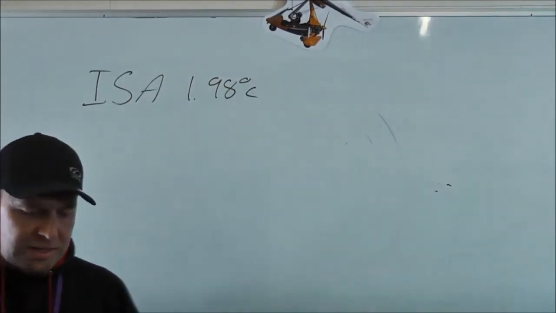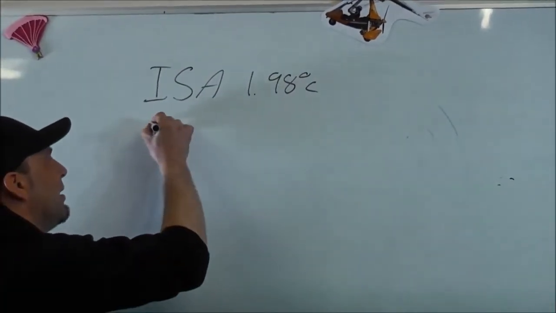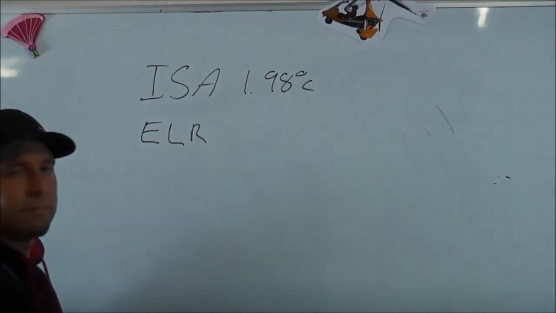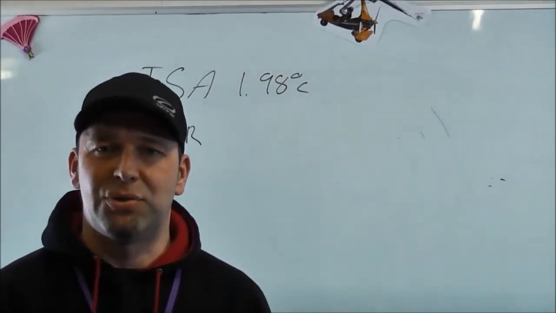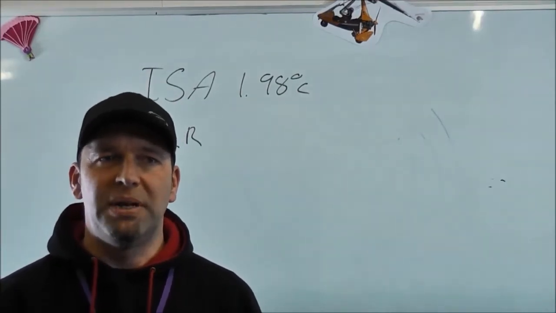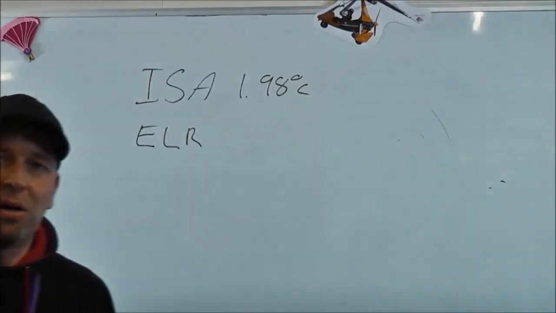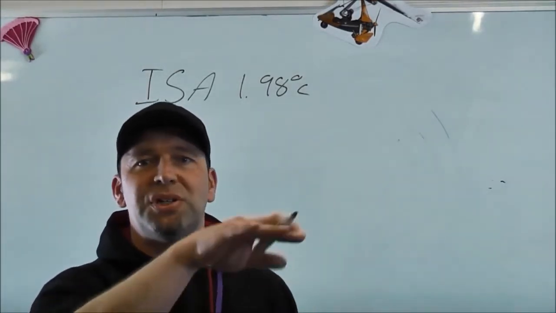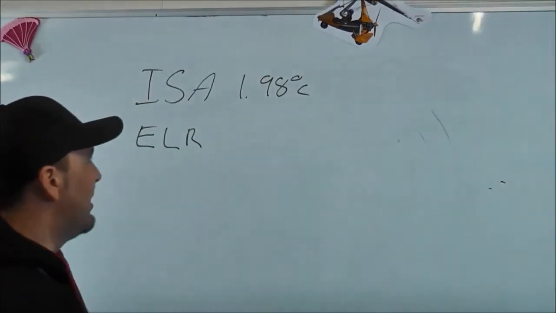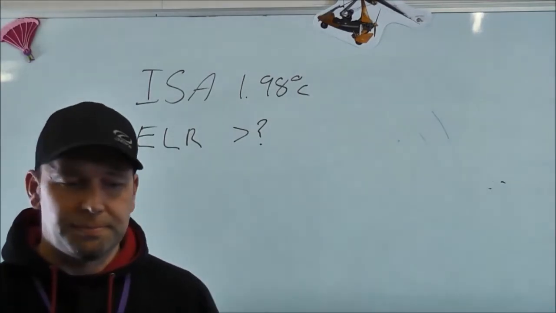Another lapse rate that we can get is what's called the ELR. Any guesses for ELR? Environmental lapse rate. And this is the important one because this is what it's actually doing. This is where they send the weather balloon up, recording temperatures and reporting it back to us. So the ELR is whatever it is.